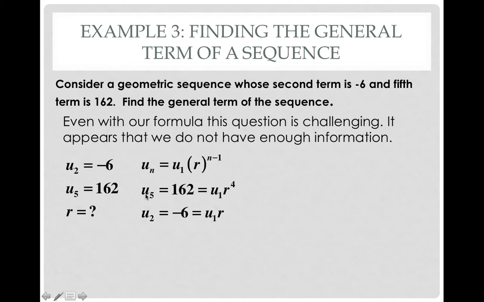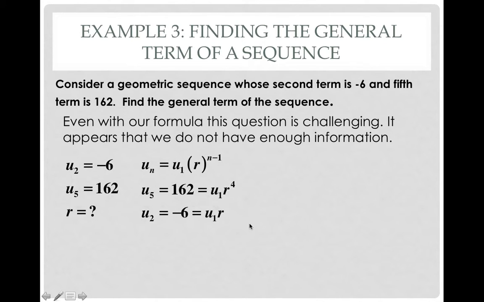And quickly, we run into a roadblock. So here's our fifth term, we know is 162. We don't know either of those. We just know that the exponent is going to be to the fourth power, and the same thing here for the second term. It looks like we're stuck. But hopefully you realize from your algebra background that you have two separate equations, equation 1 and equation 2, and two unknowns. So you should be able to combine those two equations simultaneously to find a solution for both u1 and r, and that's what we're going to do.